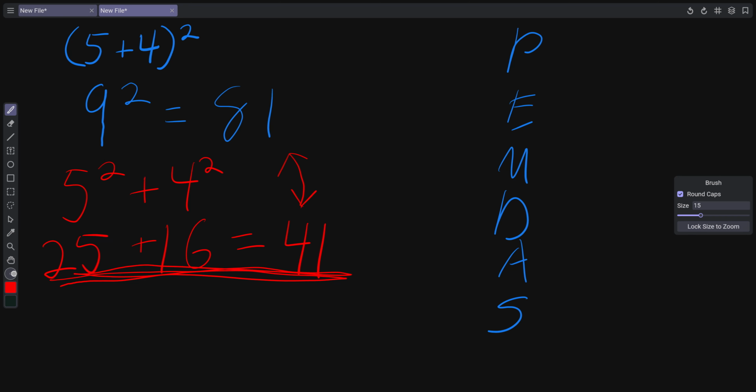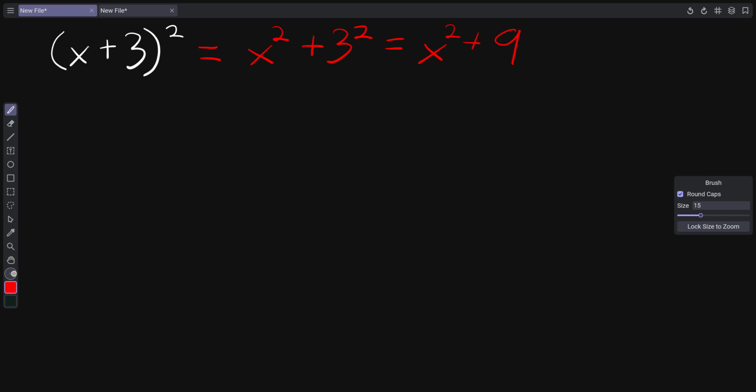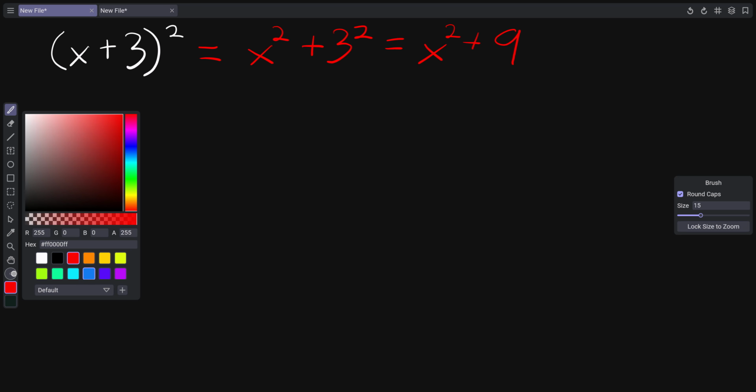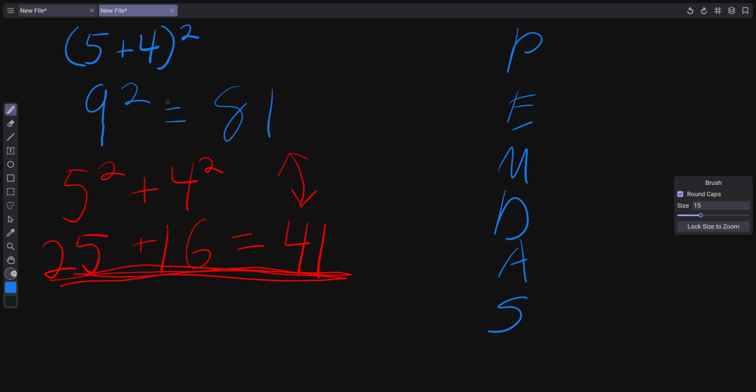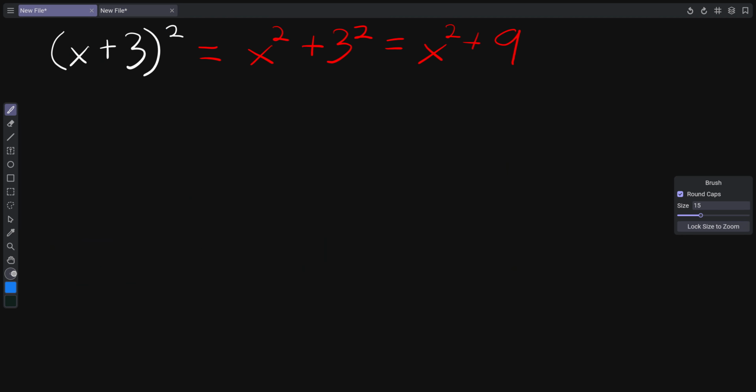How could we solve the problem that we had on screen before, though? Well, we could use similar logic to what we used before. So when we had 5 plus 4 squared, what we really wanted was the number that 5 plus 4 was going to equal squared. We didn't want to square 5, and we didn't want to square 4 and then add them together. However, we're not really able to simplify x plus 3 because it's a binomial. We can't add x and 3 together like this.